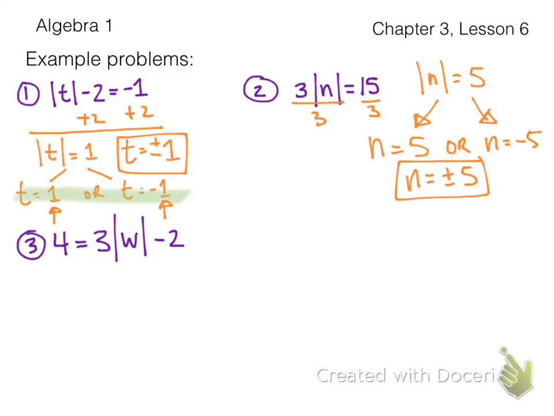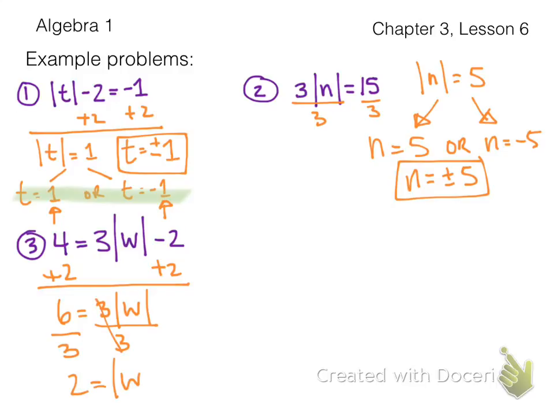So let's go ahead and keep going. Alright, so how do I undo this situation? Well, I'm going to add 2, because I need to take care of lower priority things first. It's going to give me 6 is equal to 3 times the absolute value of w. Divide by 3, divide by 3. 2, w equals 2, or the absolute value of w equals 2, so w can be plus or minus 2.